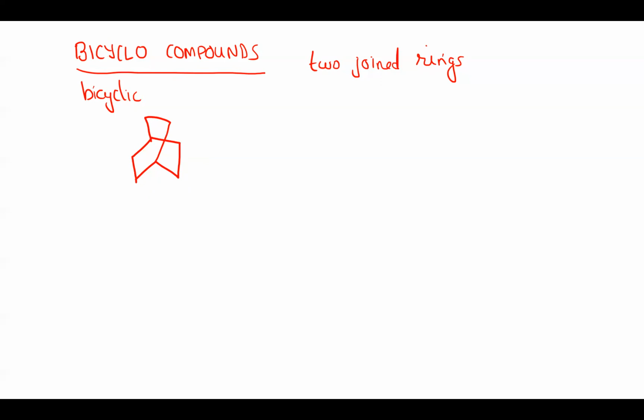Here we can number the compound from this position: 1, 2, 3, 4, 5, 6, 7, 8. It is how we write the compound. So it's an octane, a compound having 8 carbon atoms. The compound name starts with bicyclo.